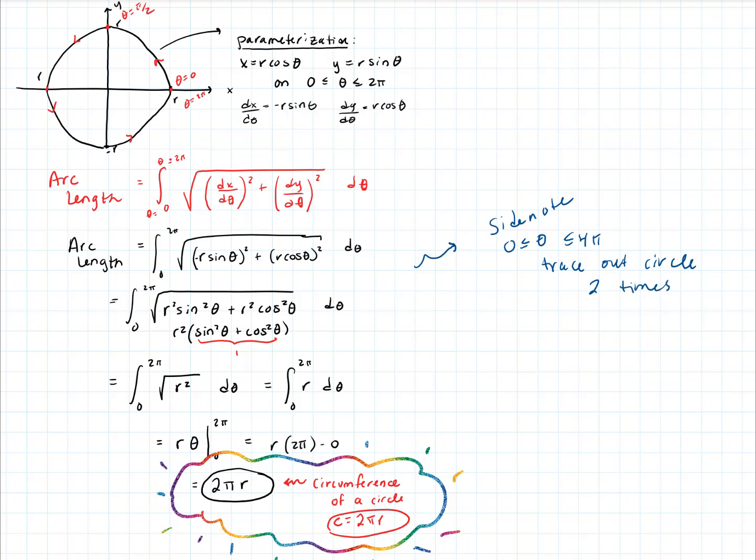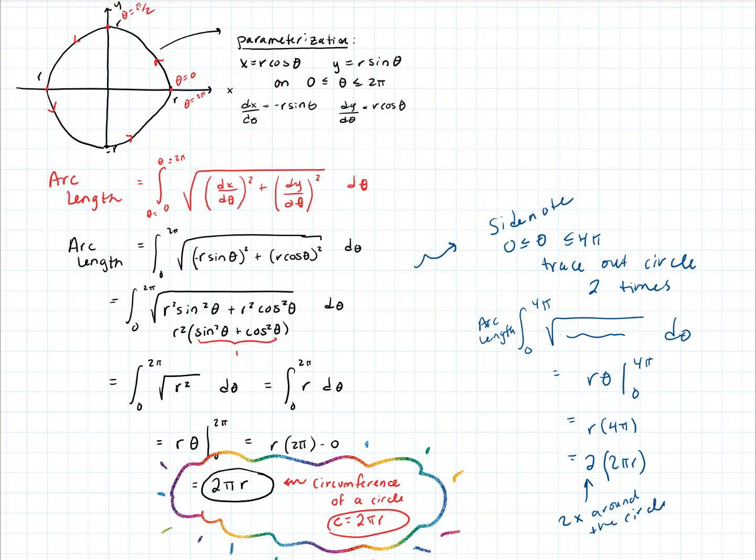And if you were to integrate this exact same thing from 0 to 4 pi, you might ask, what would that make the arc length? The only thing that's going to change from 0 to 4 pi is that you're still going to have that same integral, d theta. What's going to end up happening is you're going to have r theta evaluated from 0 to 4 pi. And notice what you get. You get r times 4 pi, or 2 times 2 pi r, twice around the circle.